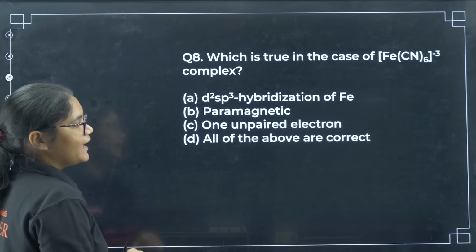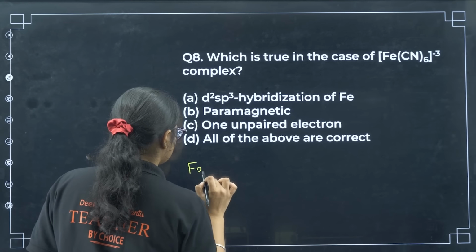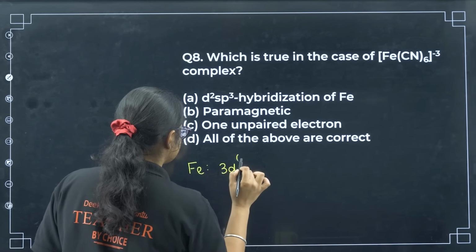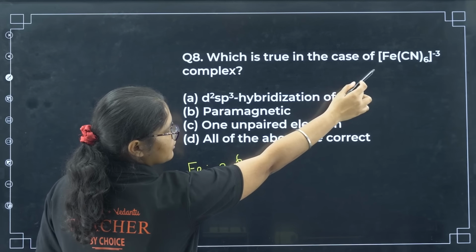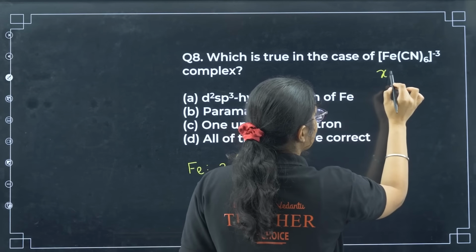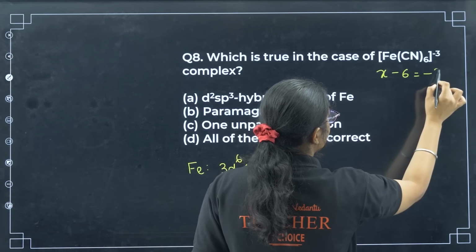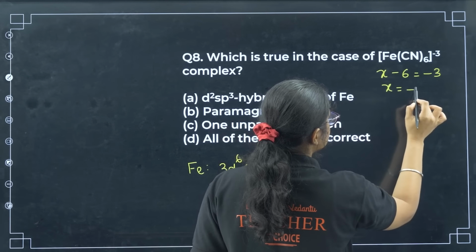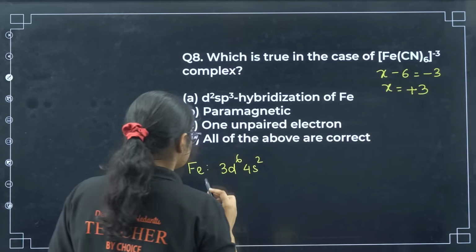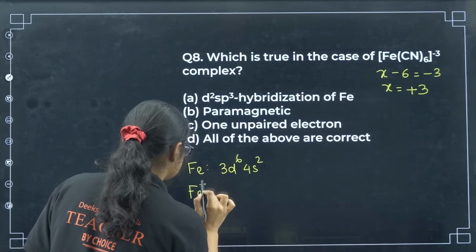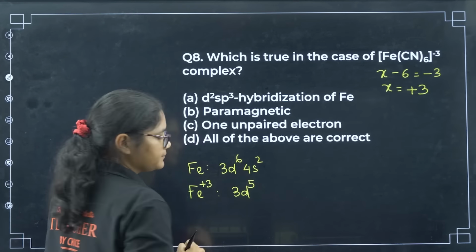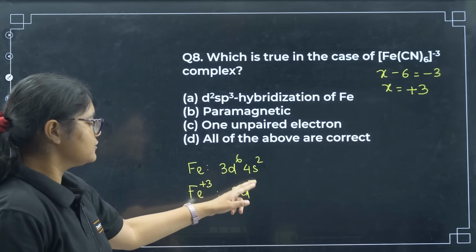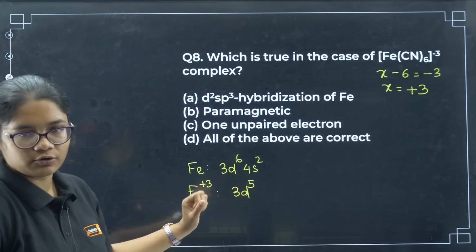Let me tell you. Fe, what is the electronic configuration of Fe? It is 3d6 4s2. Now if I check the oxidation number of Fe, it is x minus 6 equal to minus 3. What is the value of x? It is plus 3, right? So I will get Fe as plus 3, and that is your 3d5. Fe is plus 3, so that will give you your 3d5 configuration.